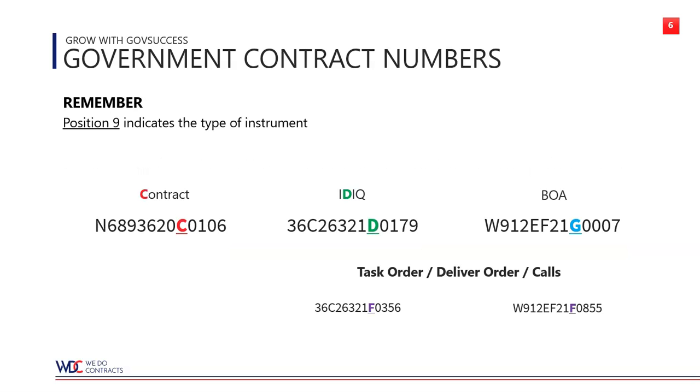So a few minutes ago we talked about the instrument type. So the 9th position, which is underlined for you and color coded, is the instrument code. And C equals contract right here. D equals IDIQ. G is for BOA. And sometimes you might see an F, which is really a task order or delivery order underneath an IDIQ or a BOA.